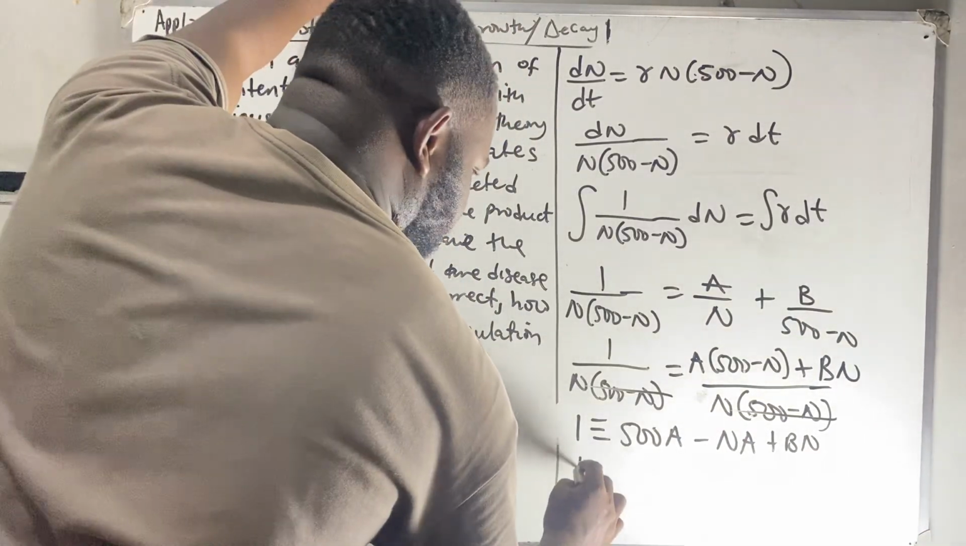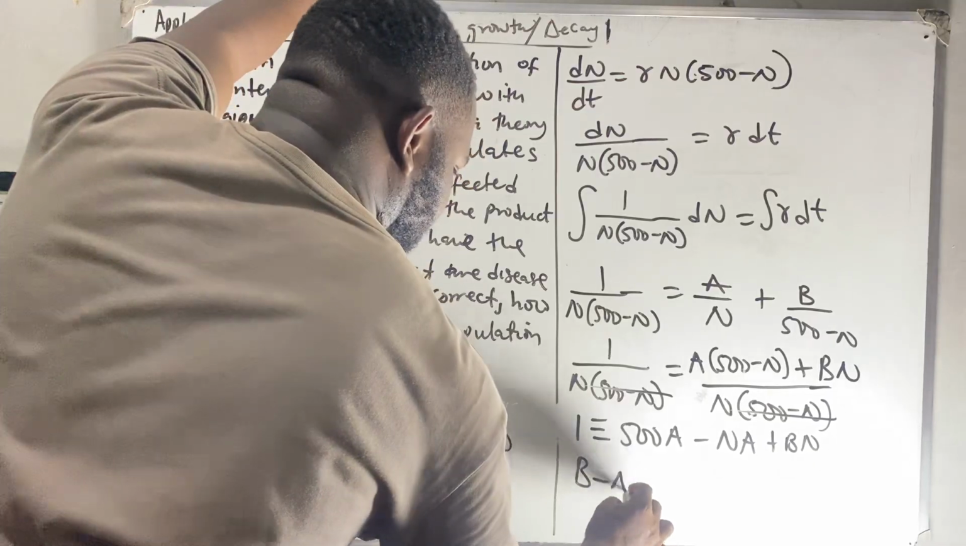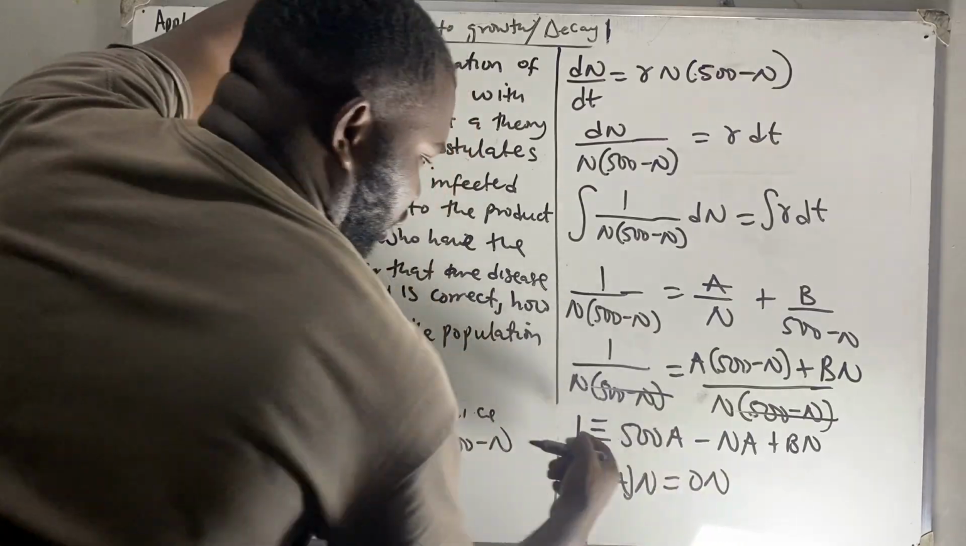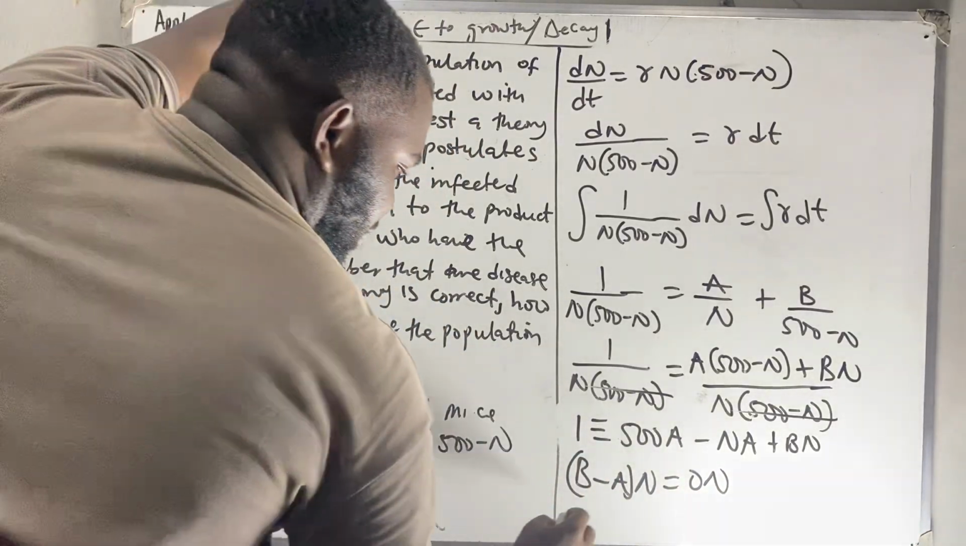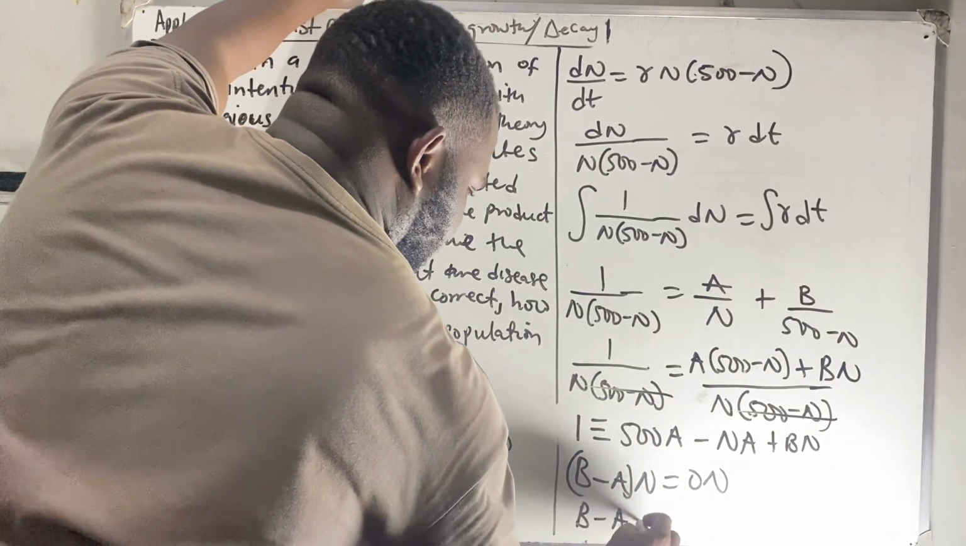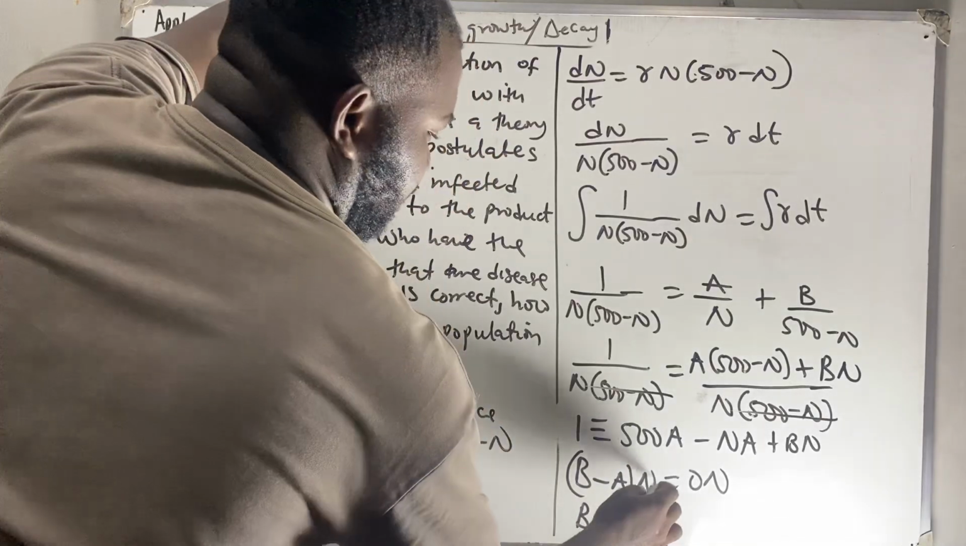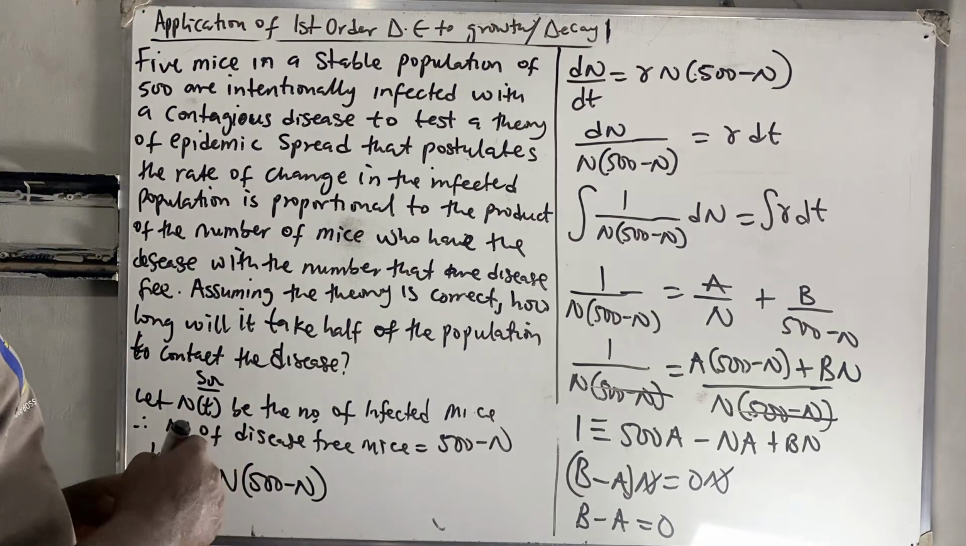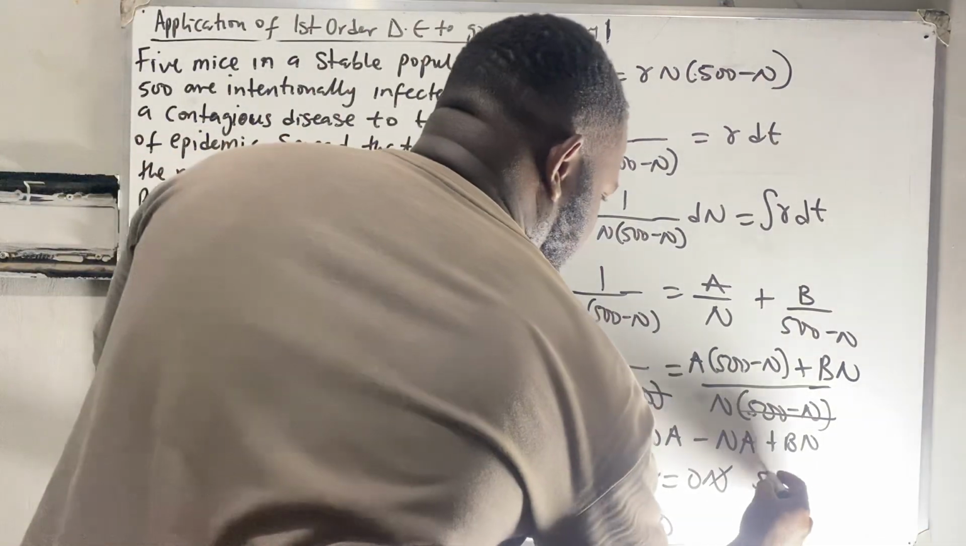Who has n? B minus a. They all have n, so it should be equal to 0n, because there is no n on the left-hand side here. Therefore, b minus a is equal to 0. So if we take care of n, those that do not have n at all, which is what?